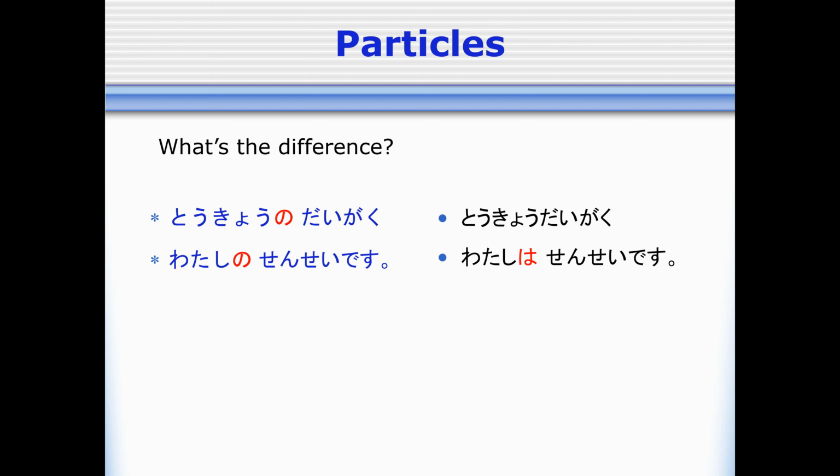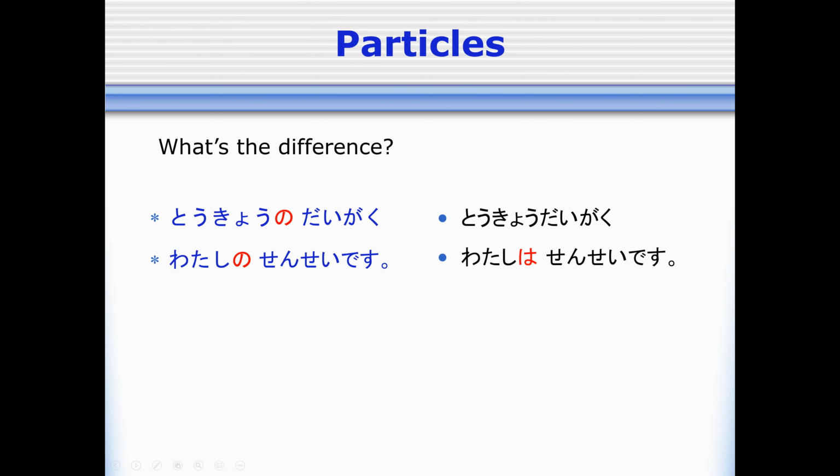In the same way, if I say Texas Daigaku without a no, I mean the University of Texas, the one in Austin. But if I say Texas no Daigaku, I'm talking about a university in Texas. Maybe it's UT, maybe it's UNT, maybe it's Baylor, maybe Texas A&M, any university that's in the state of Texas.